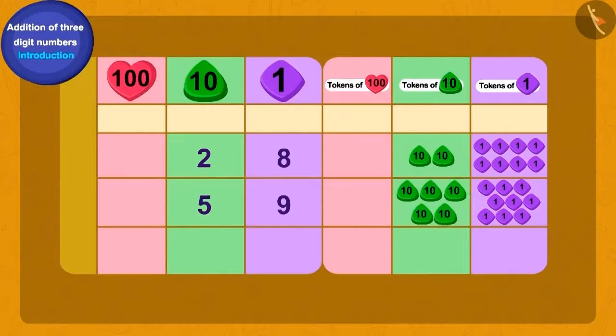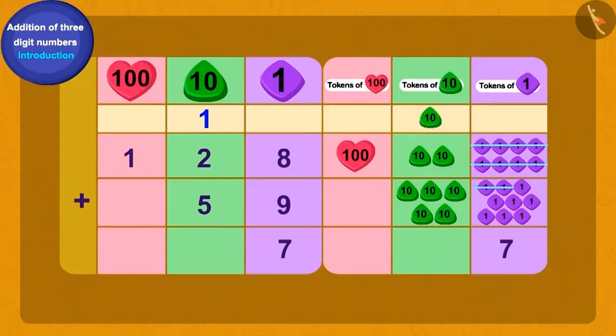First, we will write 128 and 59 using tokens. Is this correct, children? We have a total of 17 tokens of ones. Now, how do we write this? We can add 10 of ones tokens and get 1 token of tens. How many ones tokens left? We have 7 ones tokens left.